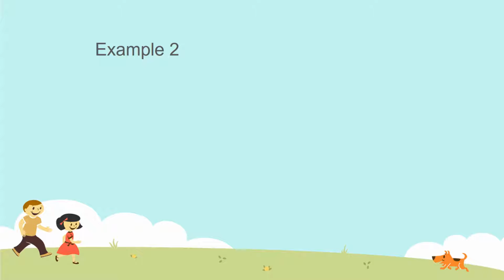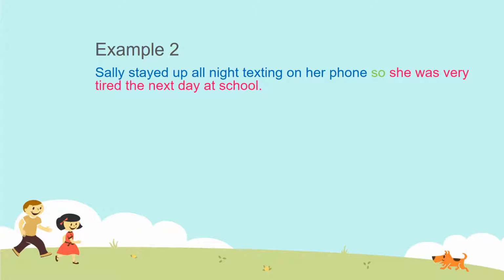Next example, we have a sentence that says Sally stayed up all night texting on her phone, so she was very tired the next day at school. Now when we look at this sentence, after having read it carefully, we look for the signal words. And in this sentence, the signal word is so. Okay, if we start there, so she was very tired the next day at school.